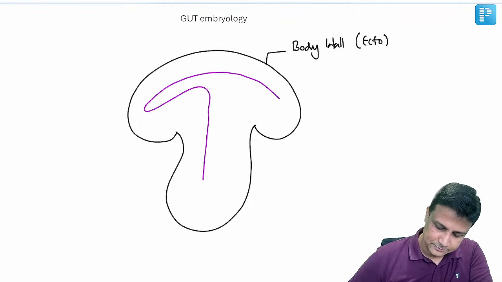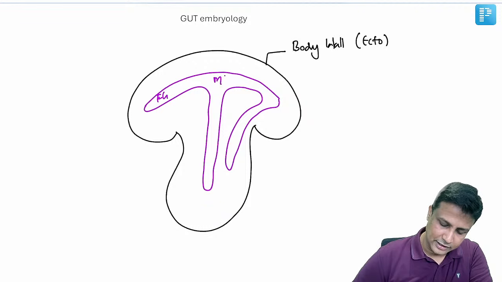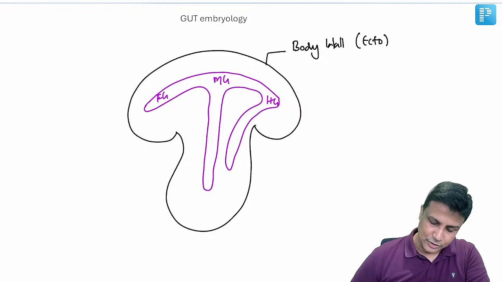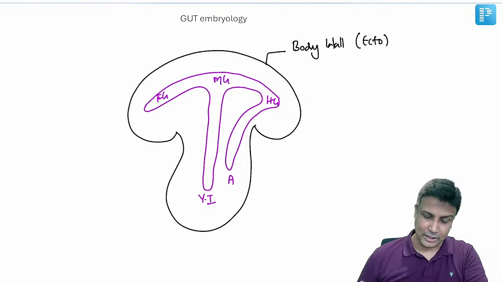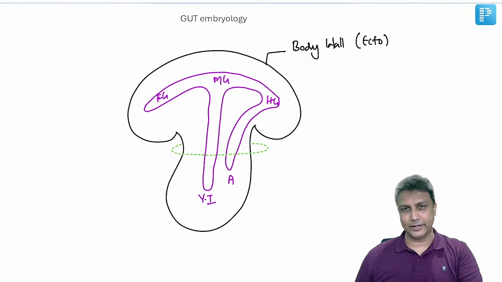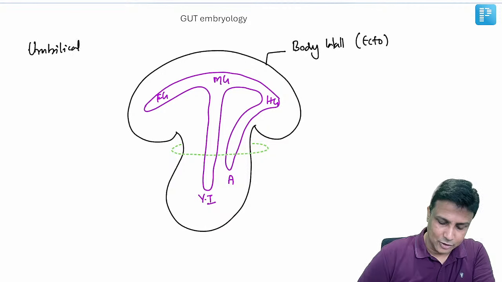The foregut, the midgut and the hindgut, sir. So this one here will be the foregut, then there will be midgut, and then the hindgut here. Midgut will give rise to an extension, that is the vitellointestinal duct, and hindgut will give rise to an extension known as allantois, sir. First of all, remember that this will be your future umbilical cord. Now in your exam nowadays they're asking what will be the contents of the umbilical cord.